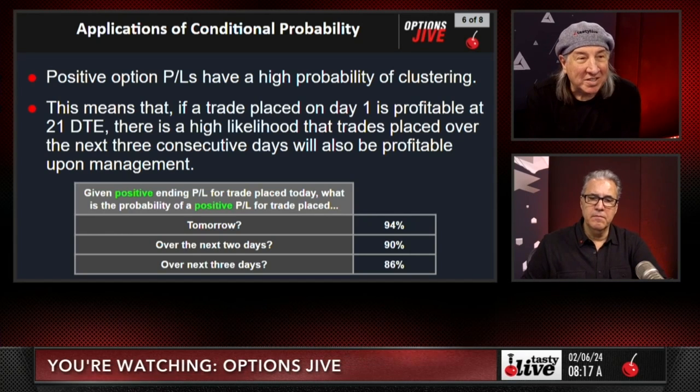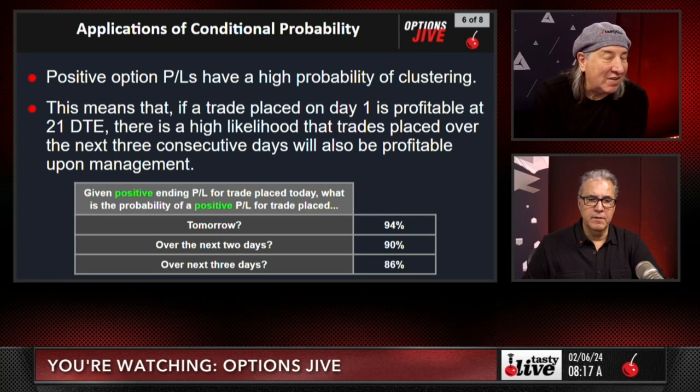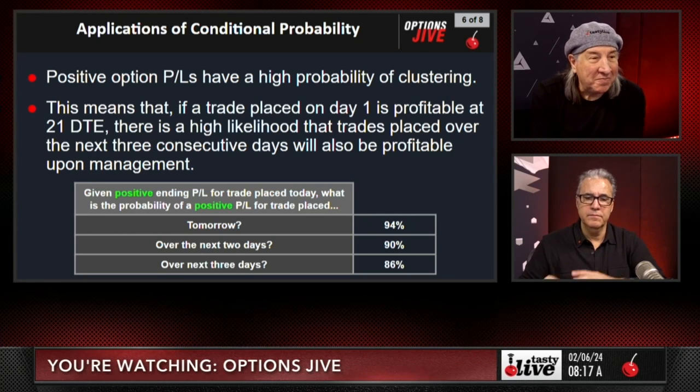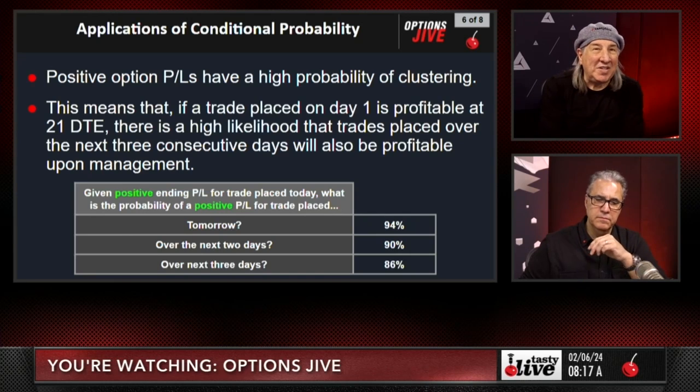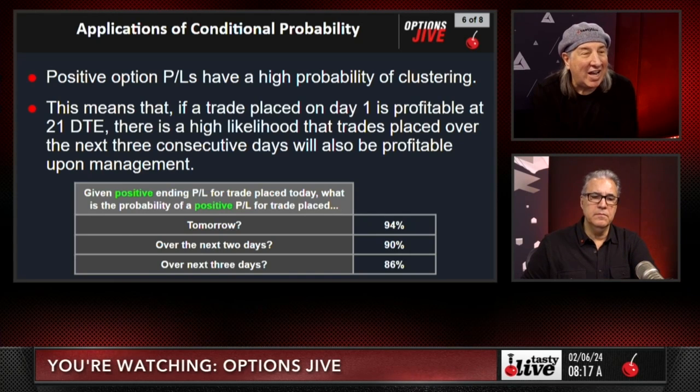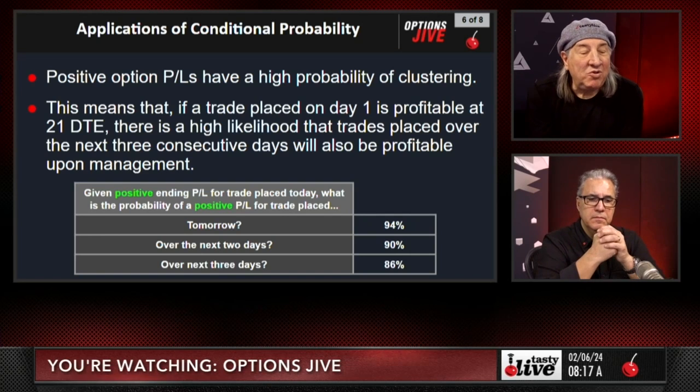That's what we want. If the first trade we make is a winner because we're doing something with high IV, whatever it is, then the next 2 trades we do right after that, we want those to be winners too. And there's statistically, based on conditional probability, a very high chance of that happening. But what if they're a loser?